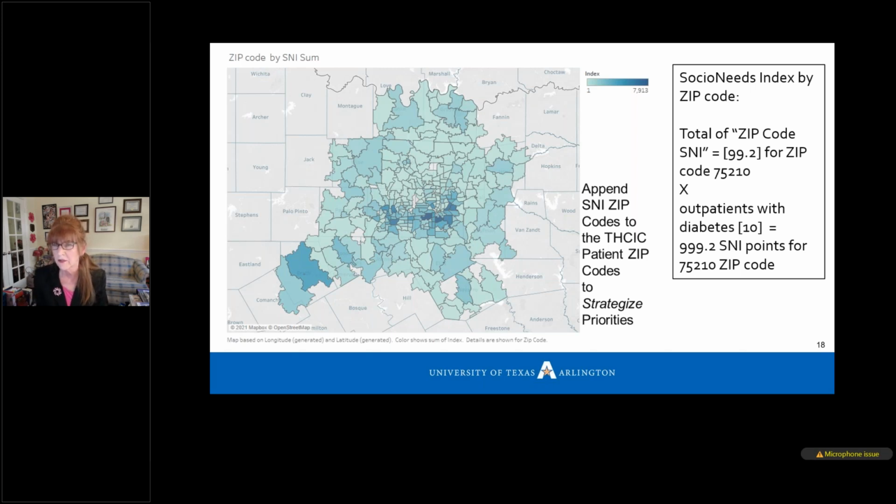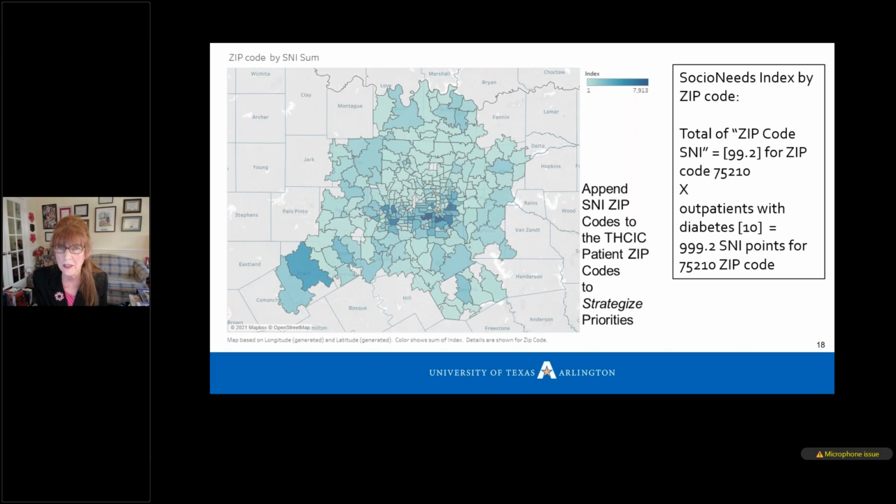zip code of 75210, and multiply it by the number of outpatients with diabetes in that zip code. So now you're getting the volume of patients with diabetes and high need. So now I've got an index of 999.2 if it was 10, okay? And now that is what I'm looking at on the Geo Map here.